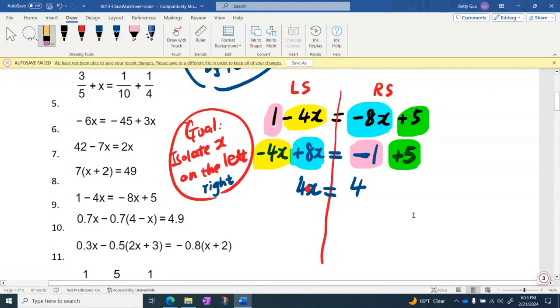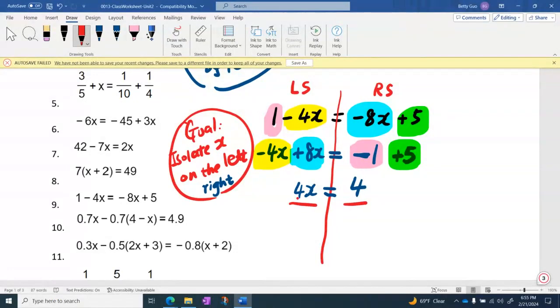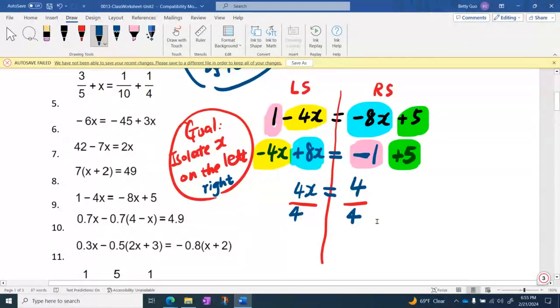4x is one term. So at this point, in order to get rid of the 4 in front of x, we are going to divide each side of the equation by 4. Let me change to a different color. We divide each side of the equation by 4, and 4 over 4 cancel. We have x isolated on the left side. On the right side, 4 over 4 is 1.